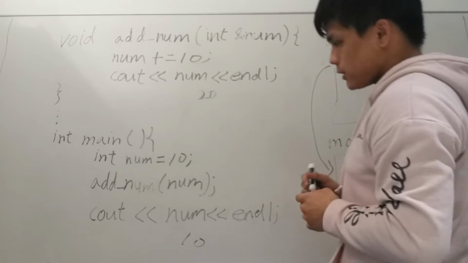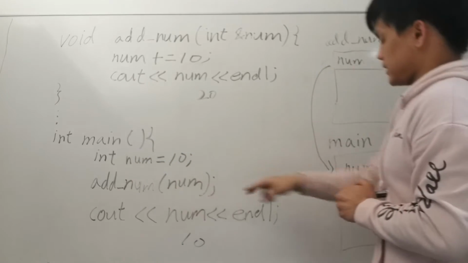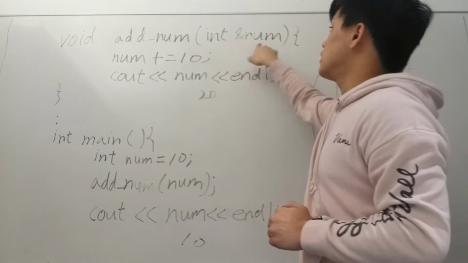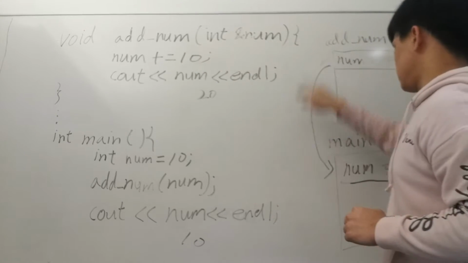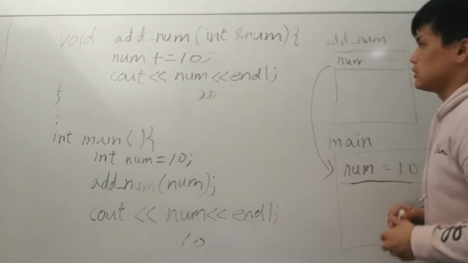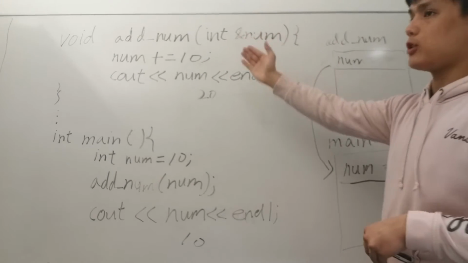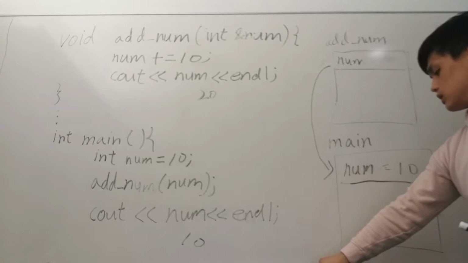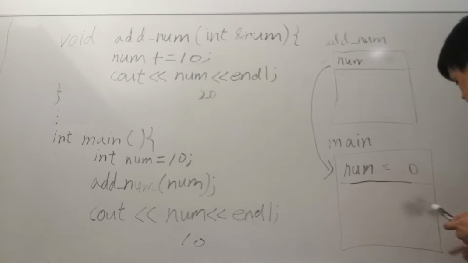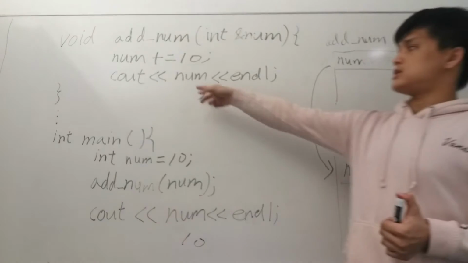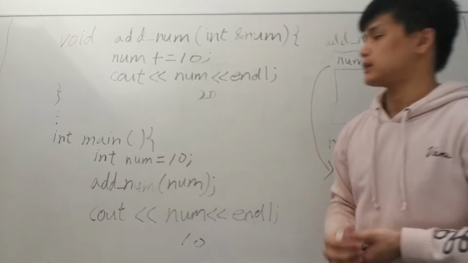Okay. So of course, we first make it 10, and then we pass it into this add num function, and this num is just a reference to this object over here. So when we add 10, instead of manipulating a local variable that's being defined in the add num function block, we're actually doing operations on this object over here. So when we add 10, this object over here changes its value to 20. And we print num over here, we get 20 as expected.